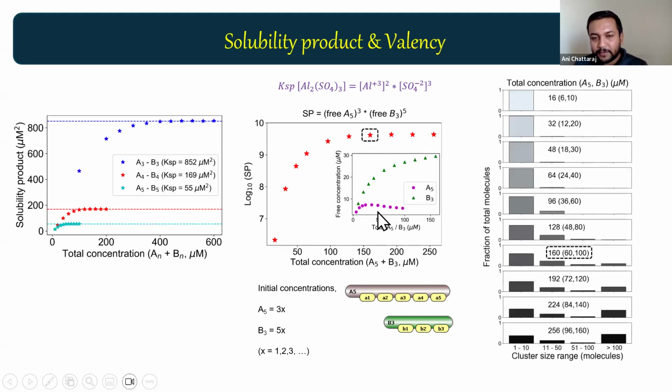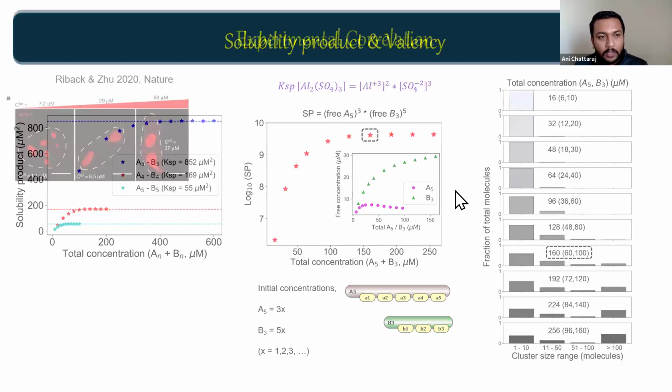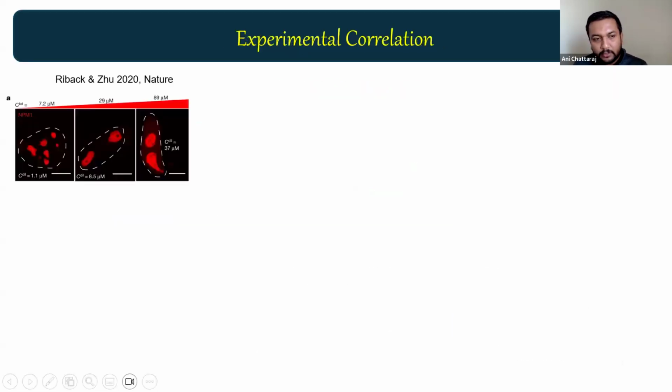And as I described in the previous slide, once it reaches the plateau, the cluster size distribution starts showing this bimodal behavior. So this is again a hallmark of phase transition, and that phase transition is arrived at when the solubility product reaches a maximal level. So this kind of shows the utility of the solubility product.